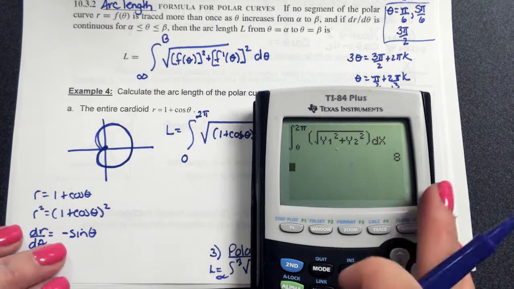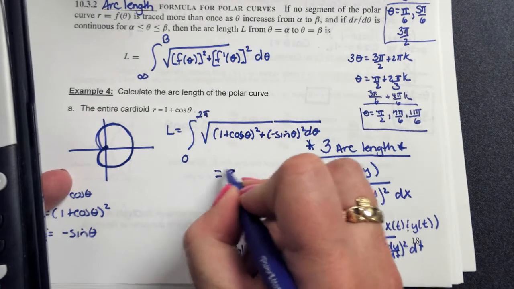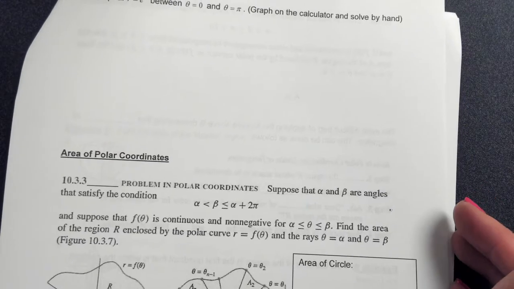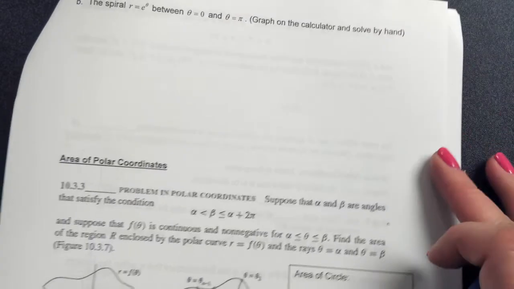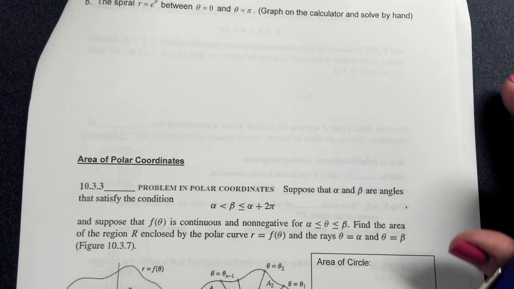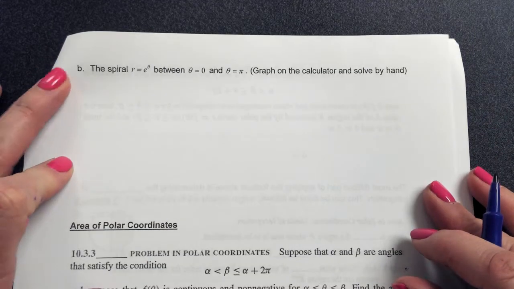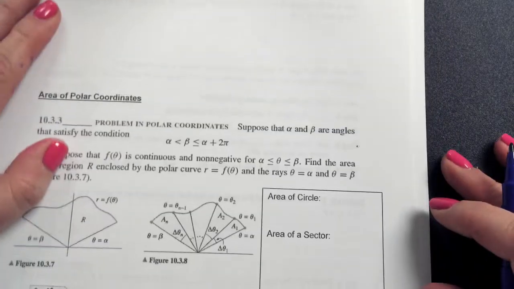So the distance around this curve will be 8. All right, so any questions on, again, using that arc length formula? All right. Okay. We're going to go ahead and skip over B, so we can have time to talk about area.